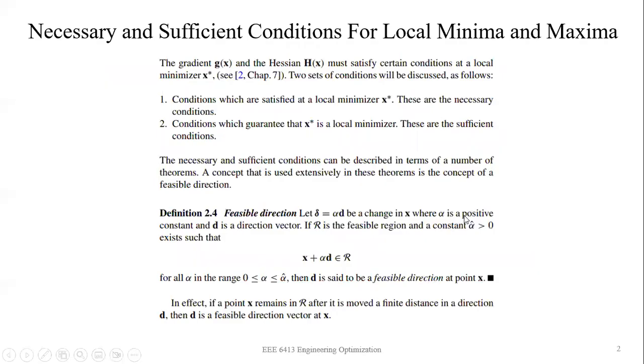Okay, so now the first topic, necessary and sufficient conditions for local minima and maxima. We have seen that the gradient g of x and Hessian matrix H of x must satisfy certain conditions for a particular point to be a local minimizer. There are two sets of conditions discussed in this book. The first is the condition that must be satisfied at a local minimizer, which is called the necessary condition. The other is the condition that guarantees that the point x star will be a local minimizer, called the sufficient condition.